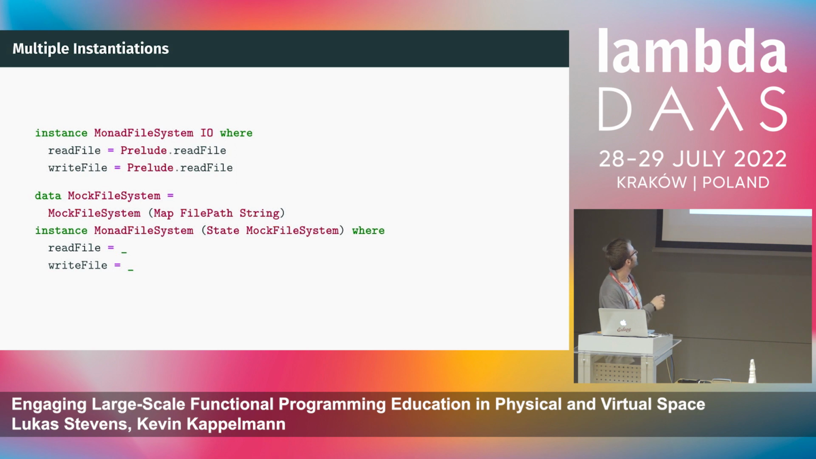So we define a mock file system, which is just a map from file paths to strings. And then we do an instance for this monad FileSystem where we use a state monad to make it possible to modify the file system and then read file and write file. I will not show the implementation here, but it's quite simple. You just modify the state of the file system. And then if you want to test something, you just check whether after the operation occurred, the file system is in the state that you expected given the state that it had before. So this is how you could test I/O in Haskell.